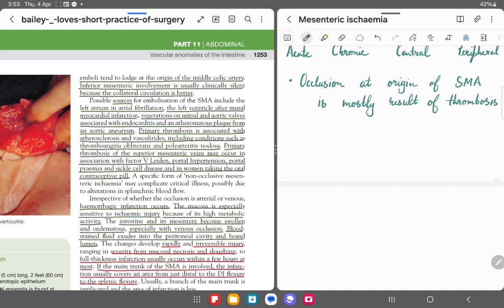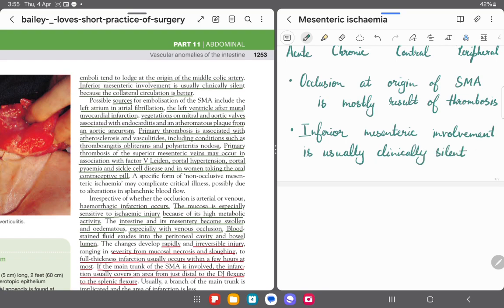Inferior mesenteric involvement is usually clinically silent because the collateral circulation is better. So one point is that inferior mesenteric involvement is usually clinically silent, because collateral circulation is better.